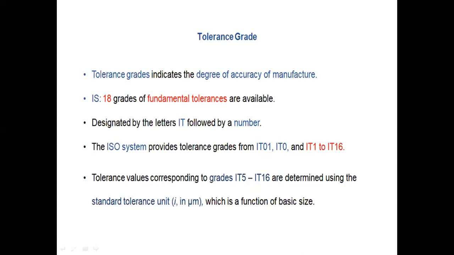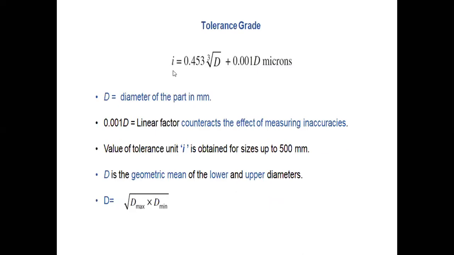See, this is the formula for i. The standard tolerance unit i is 0.453 times the cube root of D, plus 0.001 times D. Whatever the answer, you have to substitute the value of D in terms of mm, and you will get the answer in terms of microns. That is an important thing you need to remember.